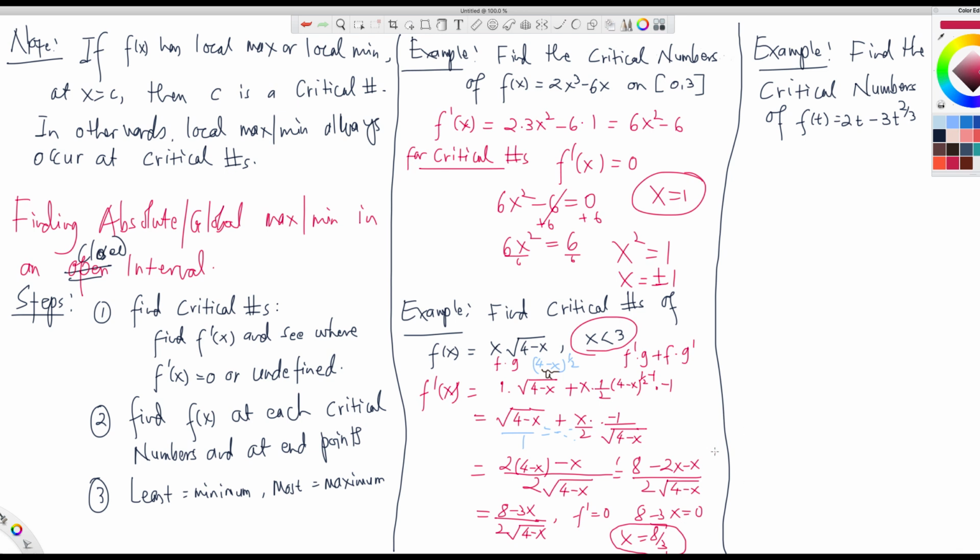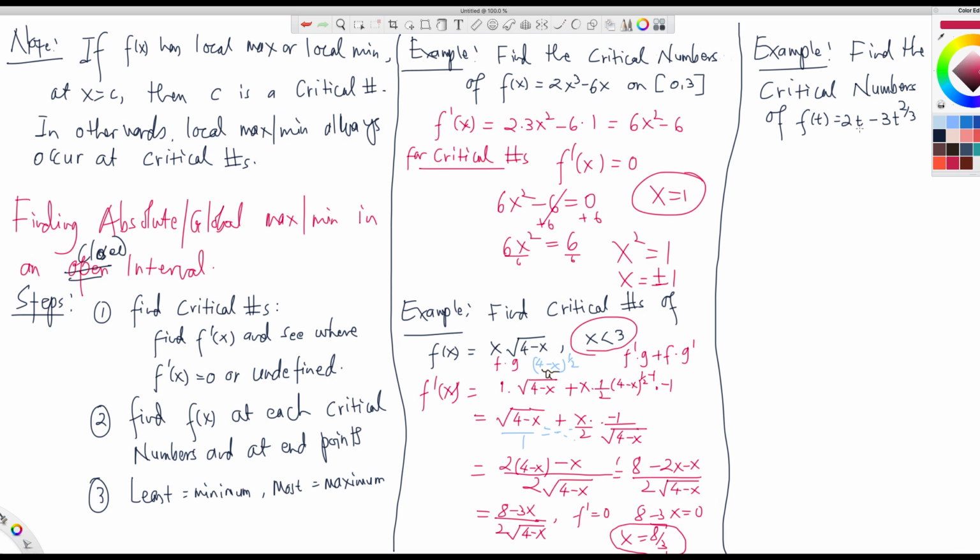Why is that? Because there were two basically, but the other critical number does not fall in that region. It is not less than 3. x equals 4 will give you 0 in the denominator and non-zero in the numerator. That will give you f prime not defined at x equals 4, and f prime is 0 at x equals 8/3. Since x equals 4 is not in that region, x equals 8/3 is the critical number. Let us do this problem, okay?